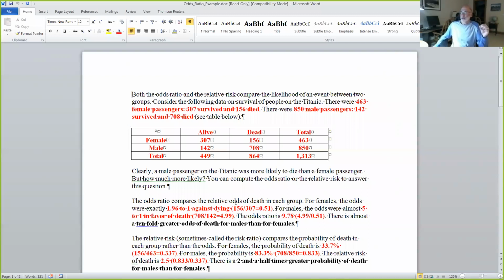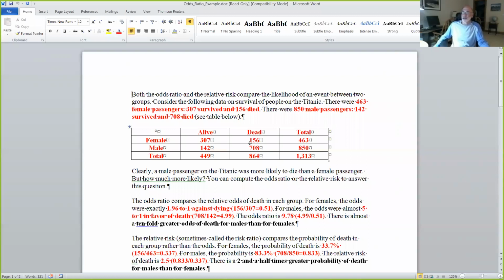I think I switched. It's 1.96 to 1 against dying. So only 156 died, 307 survived. For males, the odds are almost 5 to 1 in favor of death.